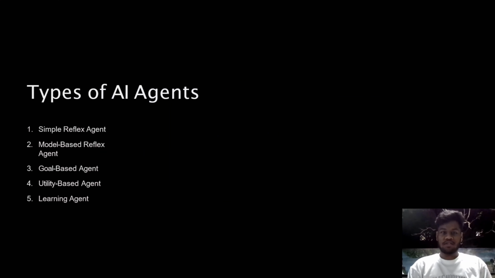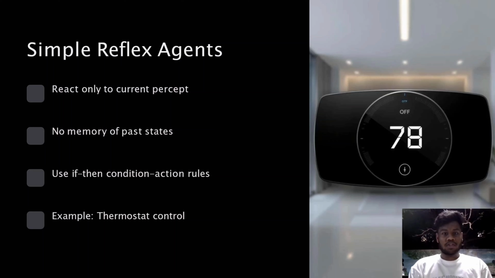Today we'll be speaking about types of agents in AI. The first one is the simple reflex agent. The simple reflex agent acts only on the current percept without considering the past, using condition-action rules, if-then rules. Example: a thermostat that turns on the heat if the temperature is below a certain level. Limitation: it cannot deal with environments where the right action depends on the history.